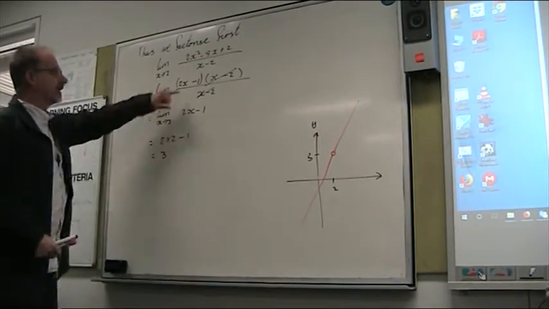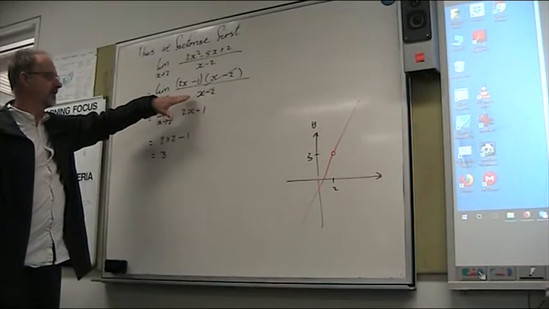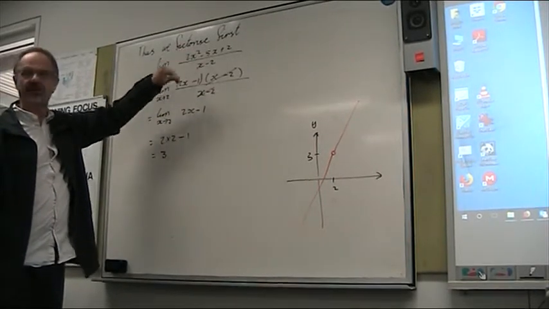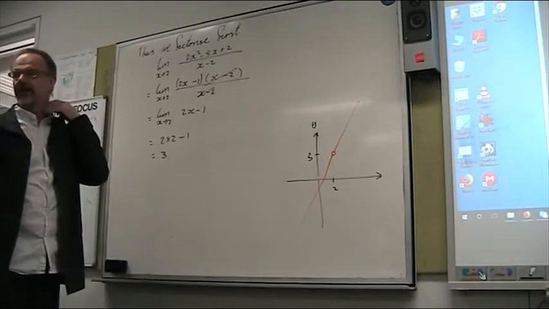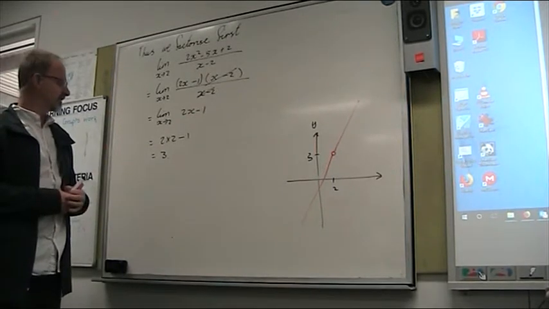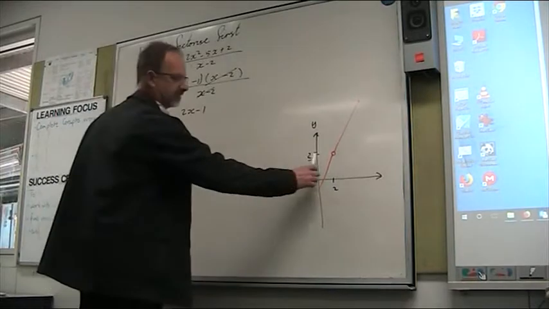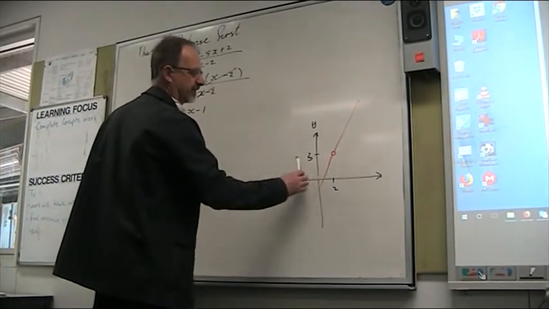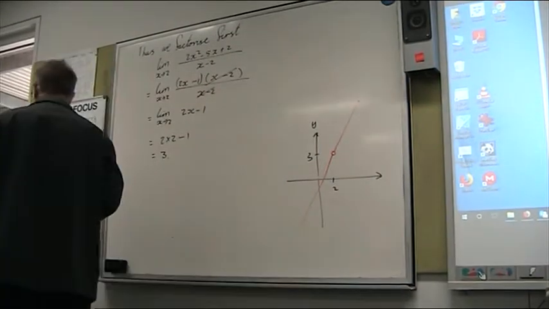Alright, so things like this, how we find the limit is we factorise. Hopefully then we're going to get a cancelling, and whatever's left will then tell us what the limit is. So we can see on the graph there, we're heading towards 3.